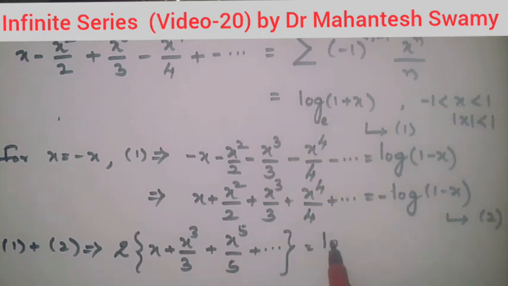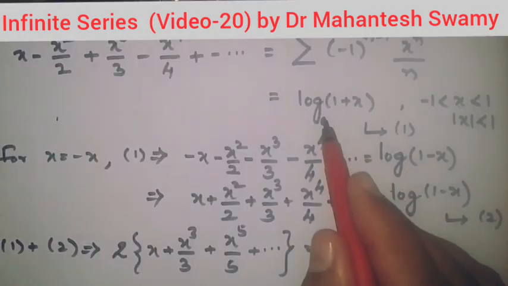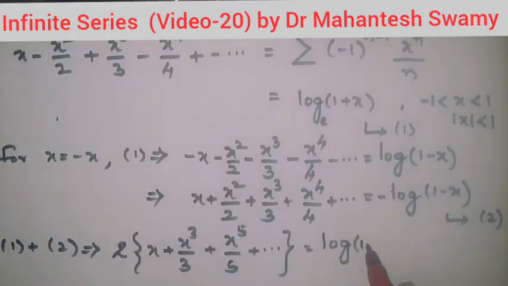The RHS of equation number 1 should be kept as it is. So it is log of 1 plus x. The RHS of equation number 1 we have written, we are considering plus sign, but on the RHS of equation 2 we are having minus. Plus of minus is minus. Log of 1 minus x, that is the RHS of equation 2 we have written.